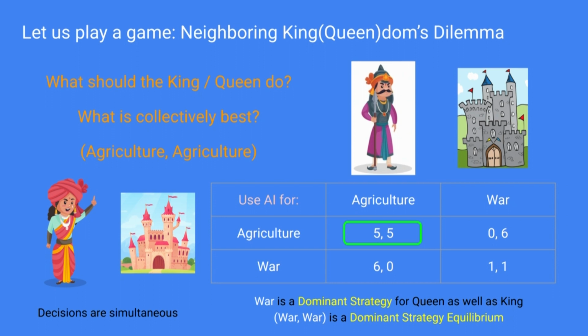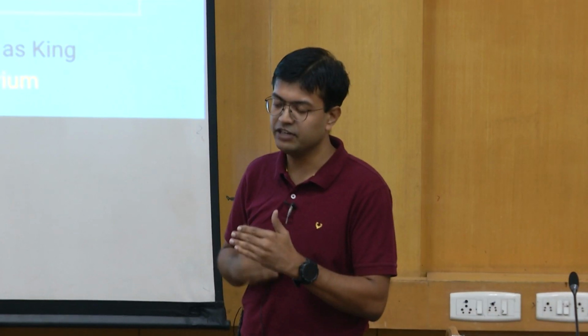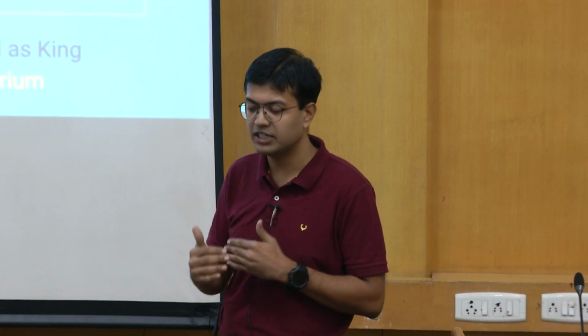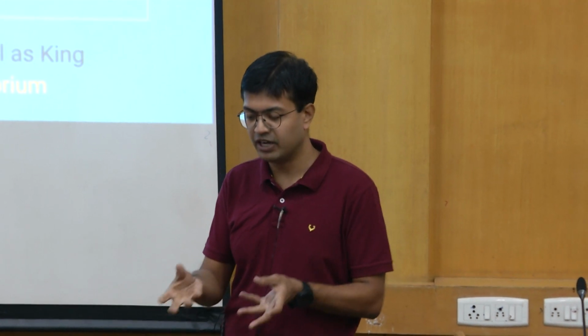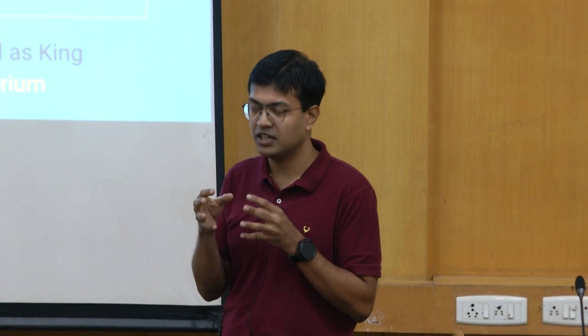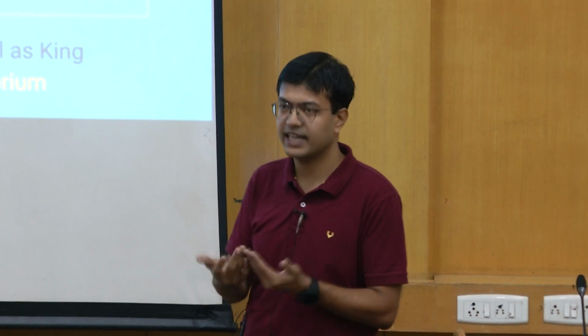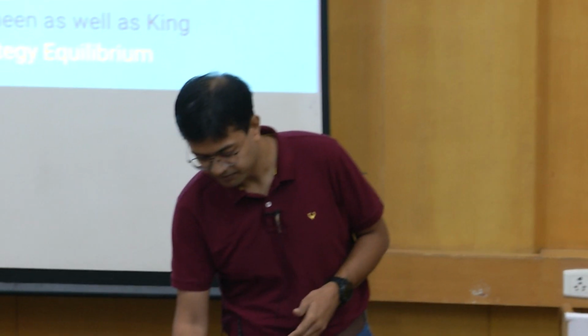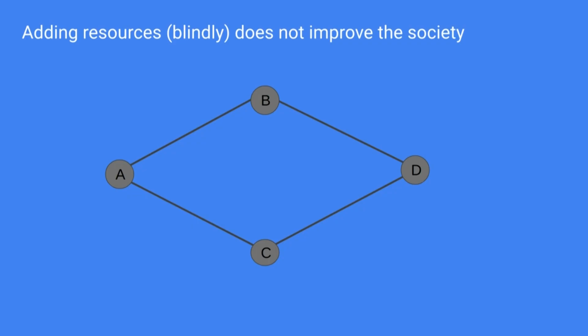Now, taking an inverse view of this: how do we design systems if we want this agriculture to be the equilibrium outcome? That is exactly what we are heading towards. Let me give you a few more examples to motivate this whole question. Adding resources blindly does not improve the society.